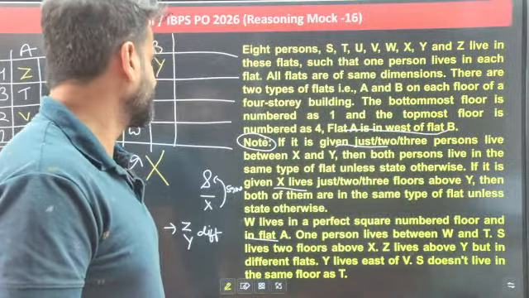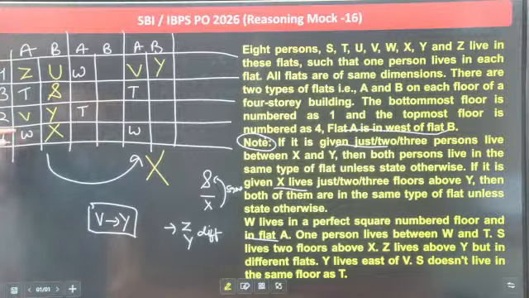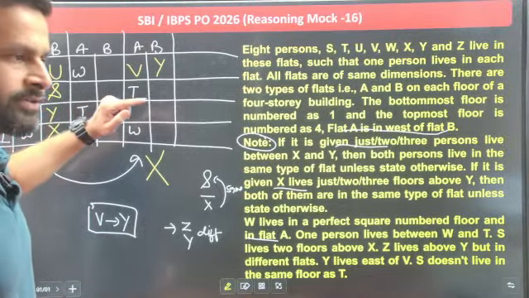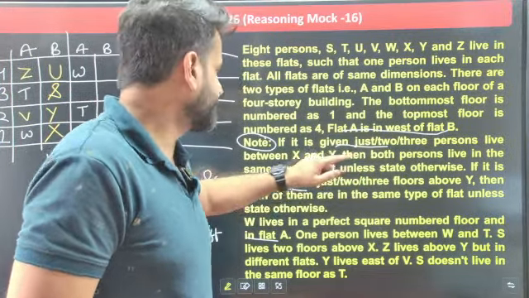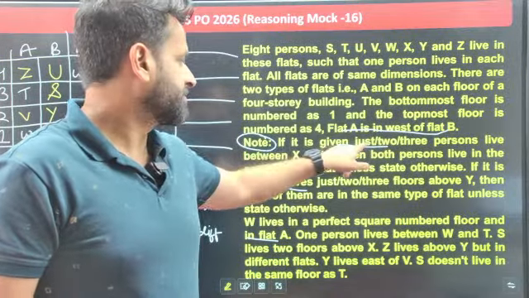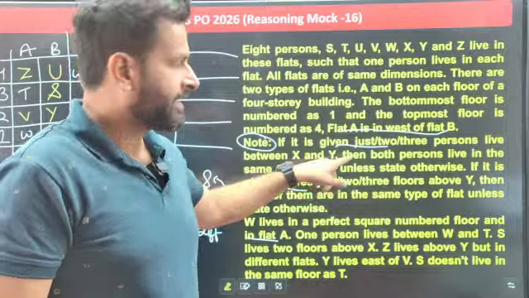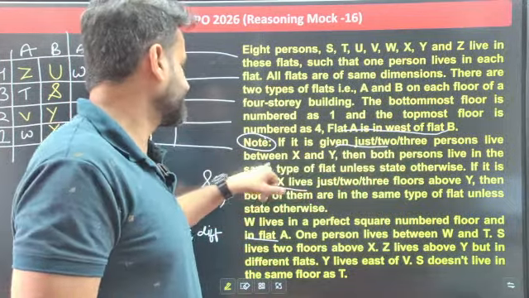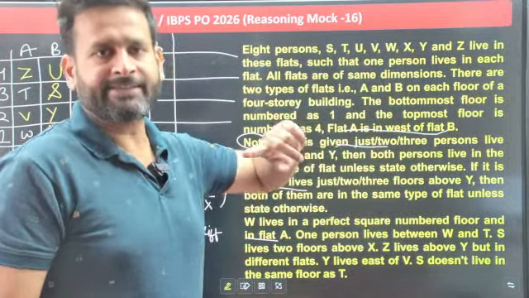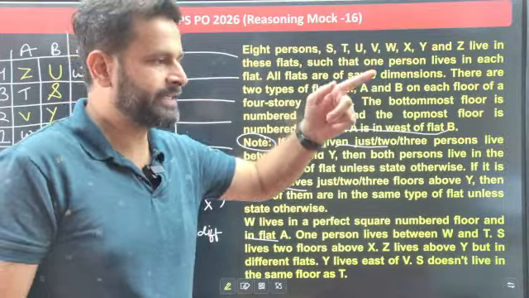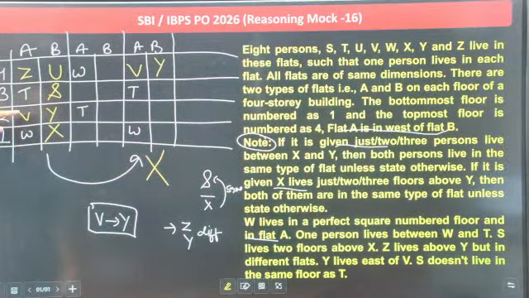One person between W and T. Right? One person between W and T. What is the doubt? In the condition, Arun, they have said that if just two or three persons live between X and Y, then both persons live in the same type of flat. So if I say one person between W and T, this is W, one person between W and T, same flat. What was your doubt?